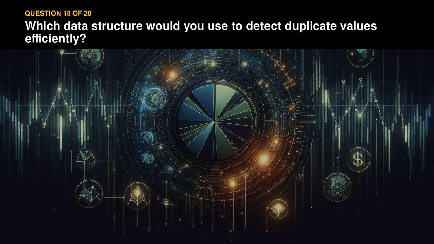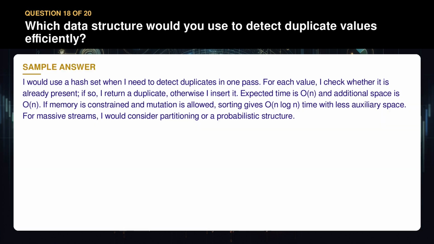Question 18. Which data structure would you use to detect duplicate values efficiently? I would use a hash set when I need to detect duplicates in one pass. For each value, I check whether it is already present. If so, I return a duplicate, otherwise I insert it. Expected time is O(n), and additional space is O(n).